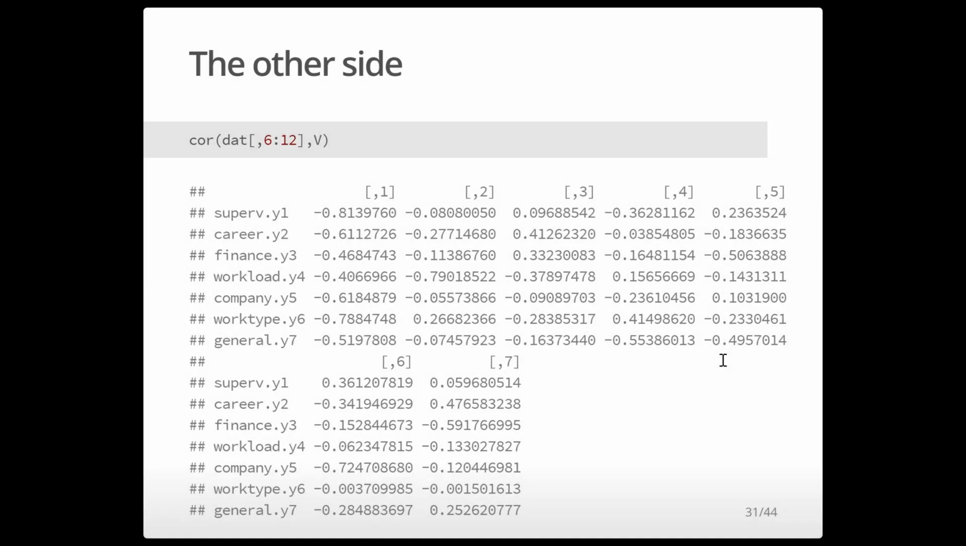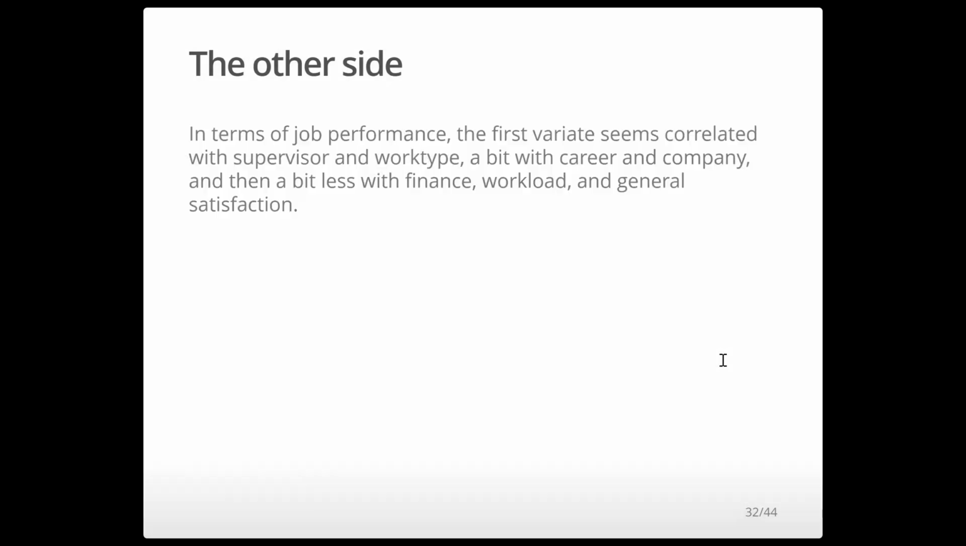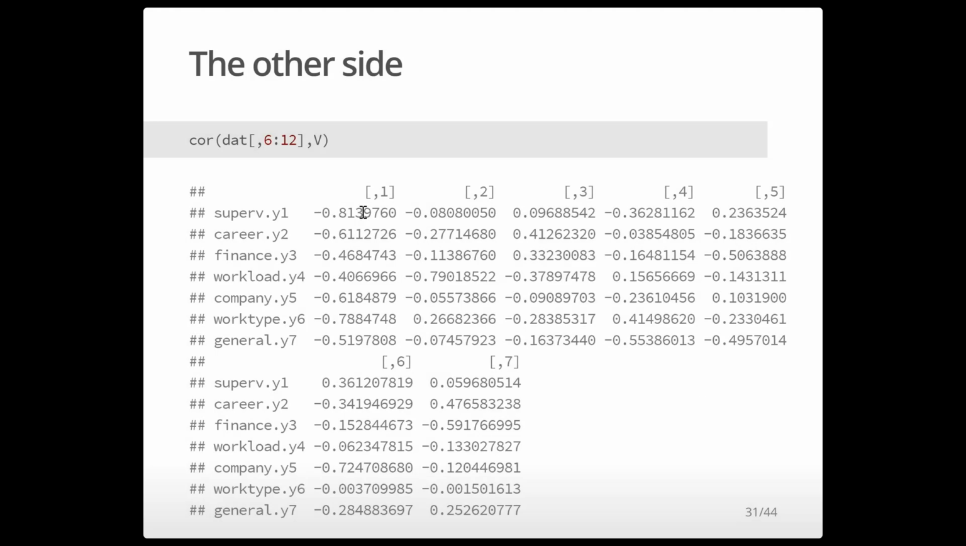And we can do the same thing for y, of course. We look at the original y variables and see their correlations with the canonical variates, and the interpretation is the same. The first variate seems to be correlated with supervisor and work type, a bit with career and company, and then a bit less with finance, workload, and general satisfaction. So the largest correlations are with supervisor and work type. Then the next highest are with company and career, and then they're a little bit lower, but still fairly high with finance, workload, and general.